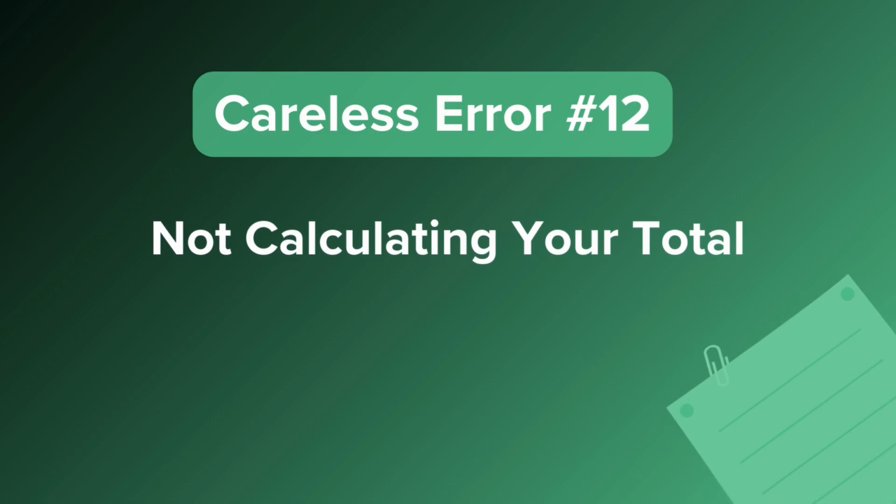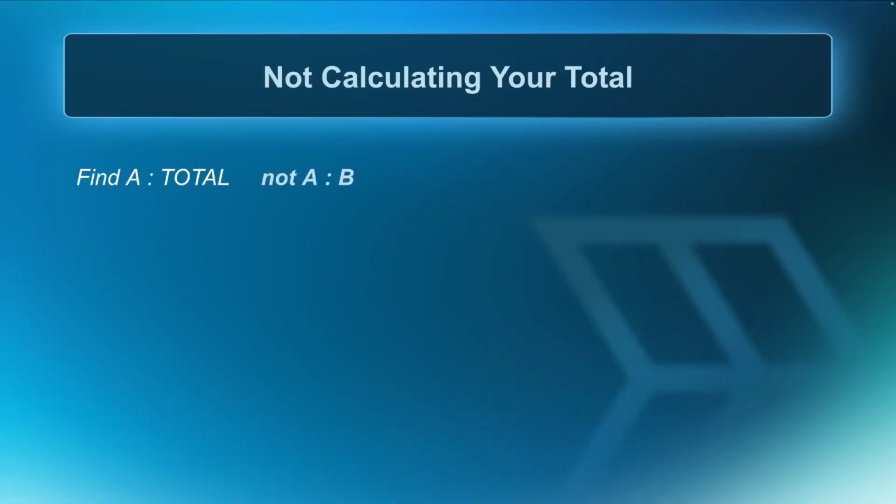Mistake number 12 is not calculating your total. This is a classic in ratios, proportions, and percents. Many of these questions will ask you to calculate a sum total by adding up some values and then find the percent or proportion one of those values is of that total. But test takers will often mistakenly take the percent or proportion that value is of another value and never calculate the total at all. This shows up in wrong answer choices all the time, so it's important to be aware of.